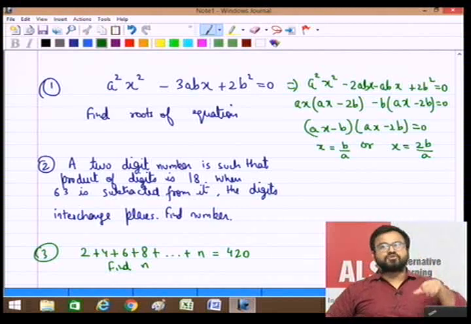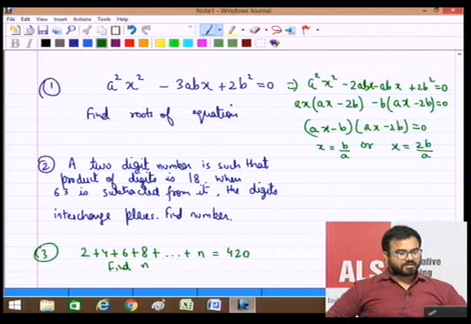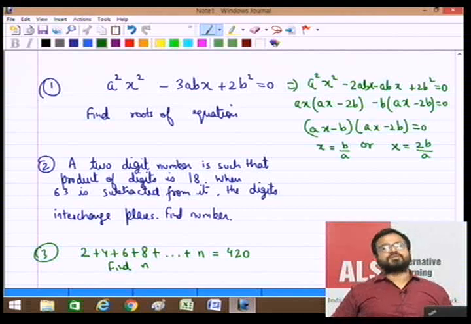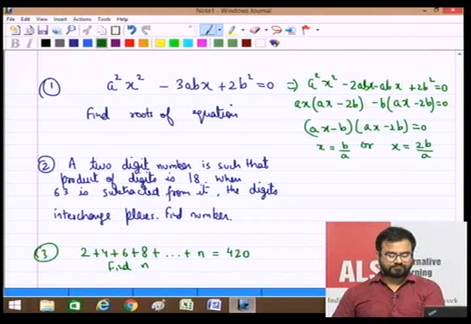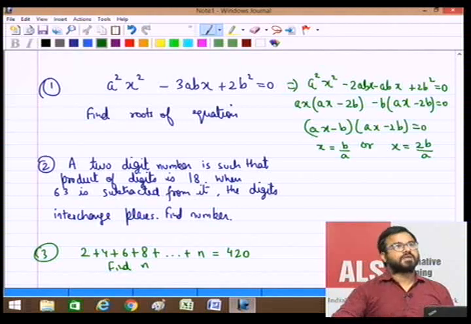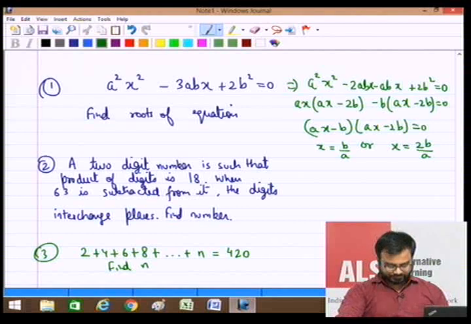Sisipur, the answer is going to be the reverse, because from this 29 we can't subtract 63. The original number is 92, not 29. That's right now.